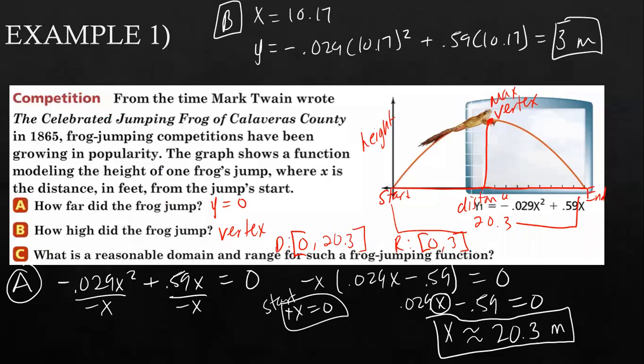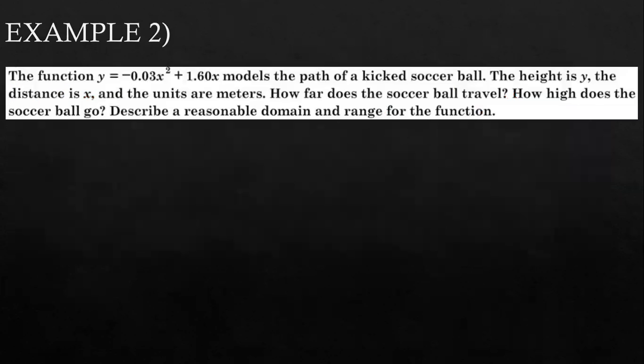Okay, with the same logic, I would like for you at your tables to attempt example number 2, except instead of a frog, we're talking about a soccer ball. So looking at example number 2, draw your graph, identify, and work through the steps that we did for example 1. I'm going to only give you a couple of minutes to see how far you can get, but it's the same thing that we just did, but instead of a frog, it's a soccer ball. Okay.